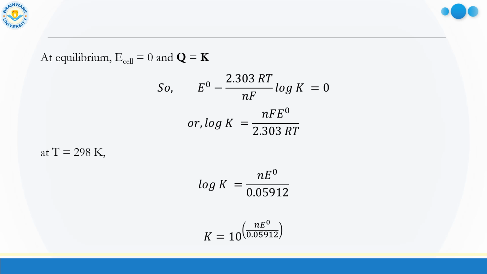Now again, if we assume that the temperature in the Kelvin scale to be 298 Kelvin, and if we put the values of Faraday's constant and universal gas constant, the equation will be log of K equal to nE0 divided by 0.05912. So from this equation, the value of equilibrium constant will be K equal to 10 to the power nE0 divided by 0.05912. So simply by putting the value of E0 and the number of electrons change for a particular reaction, we can calculate the equilibrium constant for that reaction.